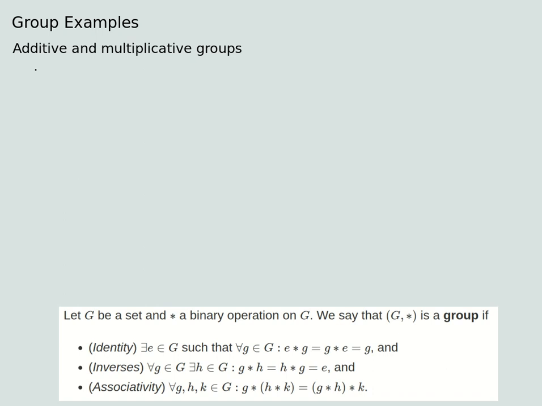So you can see at the bottom there I've copied our group axioms from the previous video, because those are the things that we're going to have to verify if we want to know whether a particular set with a particular binary operation is or isn't a group. Okay, so we'll start off with the simplest example of a group we can, which is the integers under addition. So if I take the integers Z together with the binary operation plus, this thing is a group.